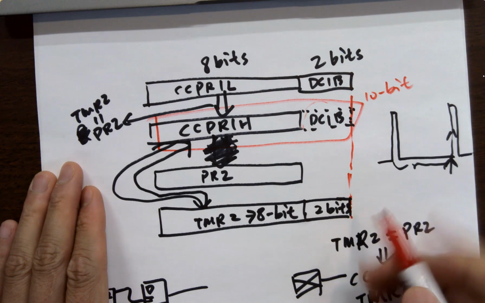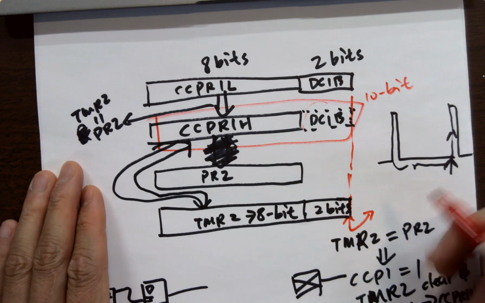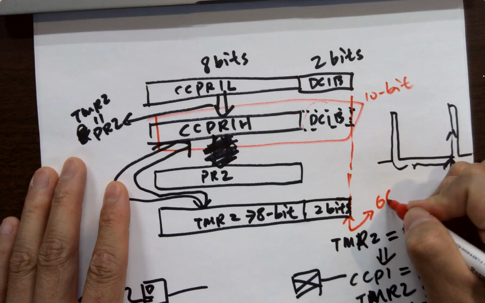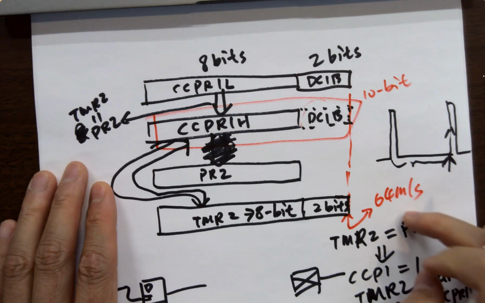What's really happening is you are toggling this guy at what frequency? 64 mega. FOSC, right?